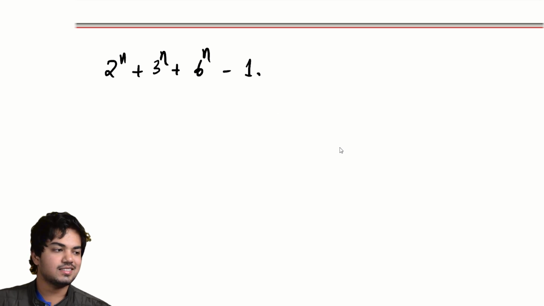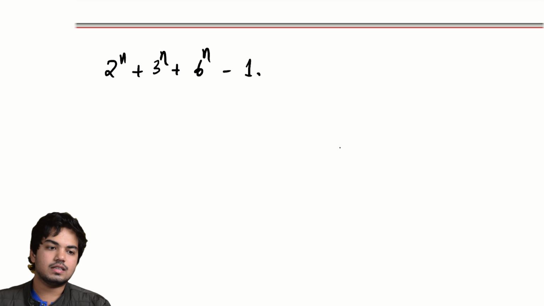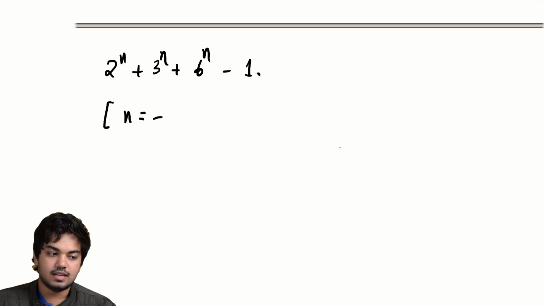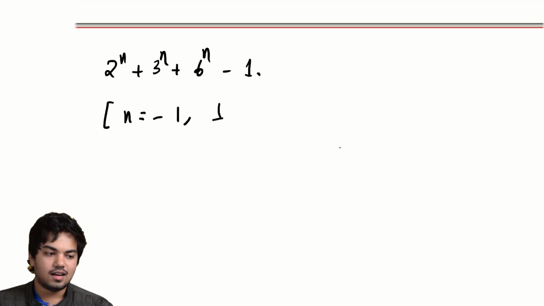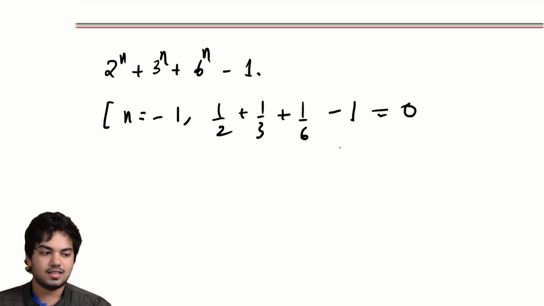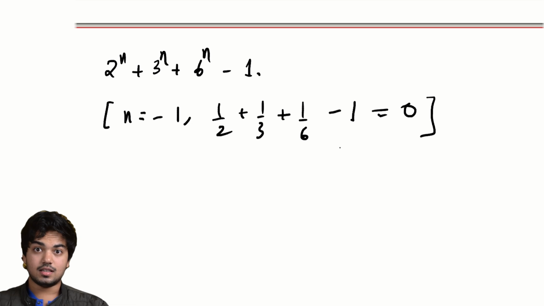The main observation is that, of course, we want to only put n as a positive integer, but if we are as bold as setting n equal to -1, then 1/2 plus 1/3 plus 1/6 minus 1 is equal to 0, right? Half plus 1/3 is 5/6. 5/6 plus 1/6 is 1. 1 minus 1 is 0. Obviously, this is informal. We can formalize this, right?